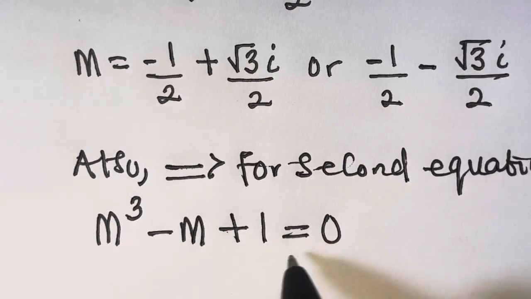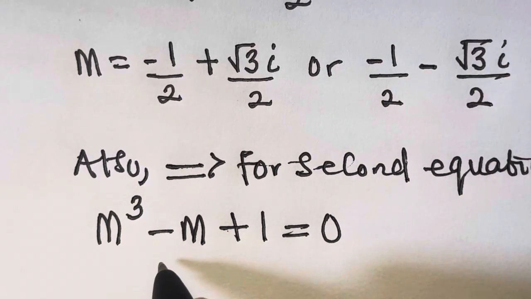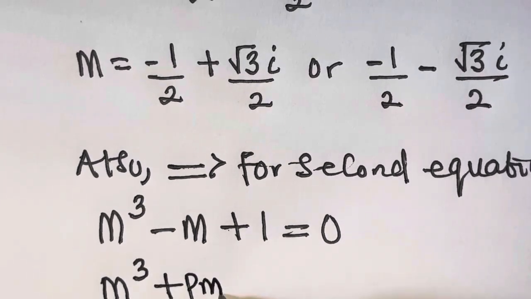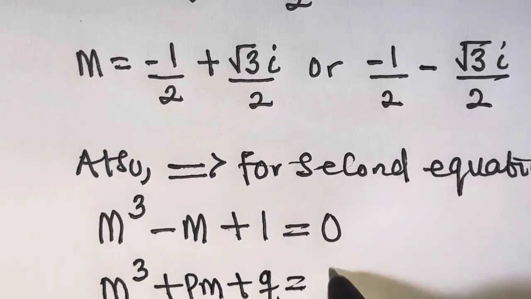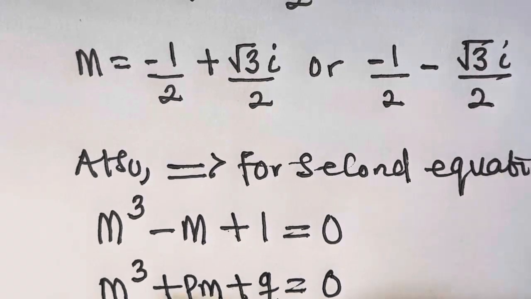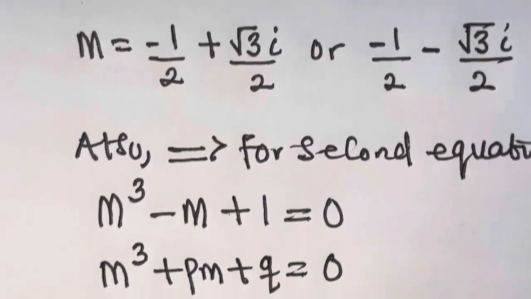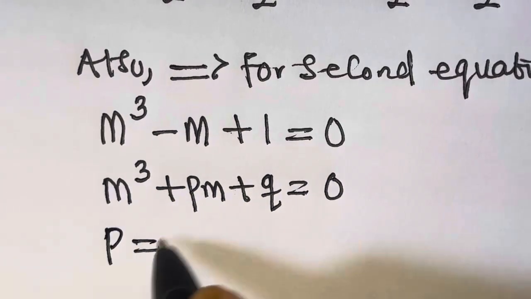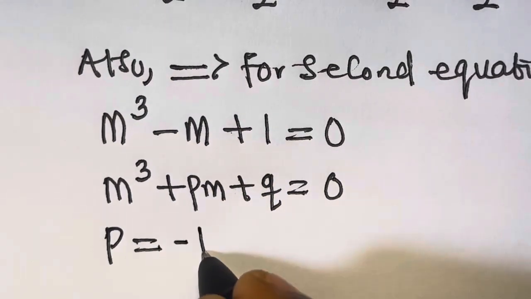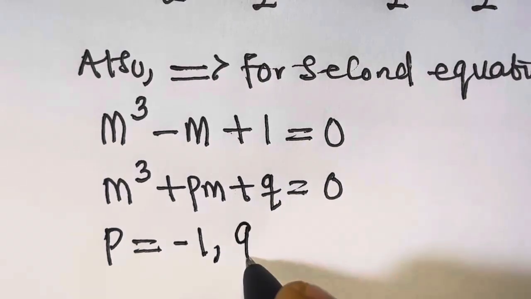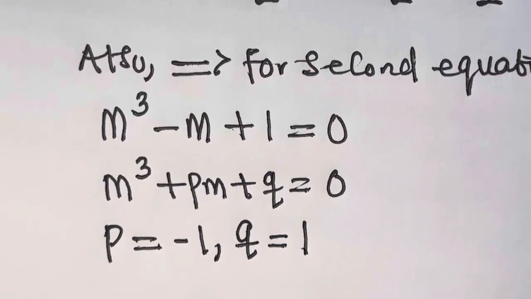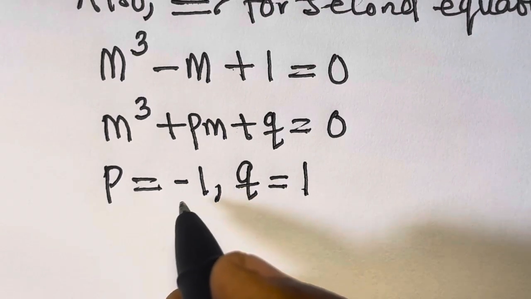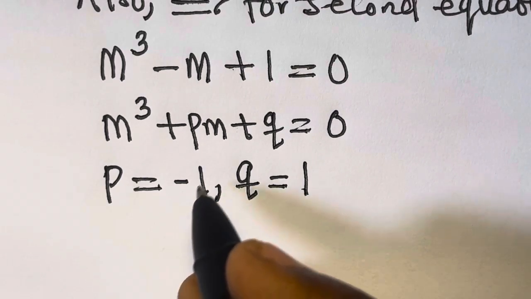So for the second equation, this equation is of the form m raised to the power 3 plus pm plus q equals 0. If we compare this with this form, that means we have p, the coefficient of m, equals minus 1, and q, the constant, equals 1. So we use the equation to obtain the root of the cubic equation that we have here.